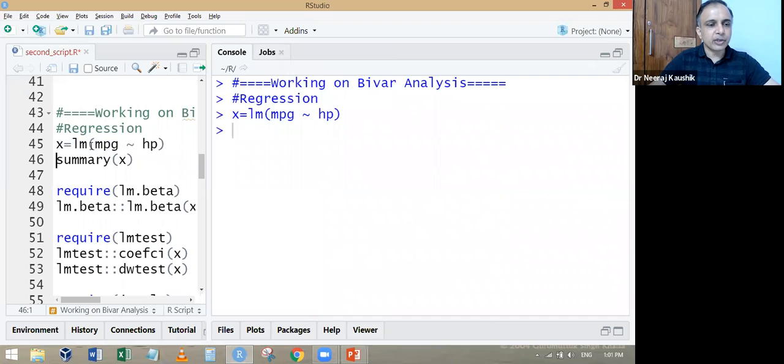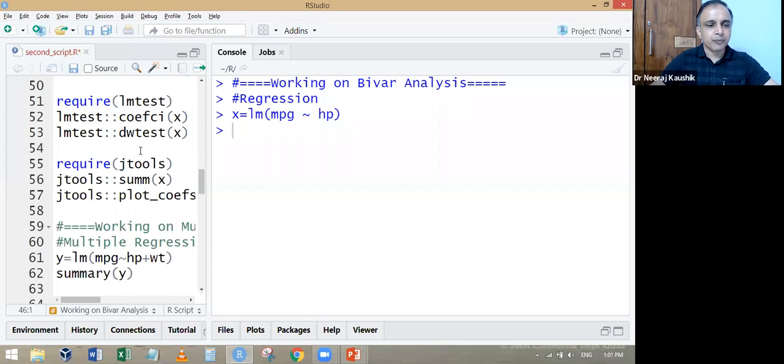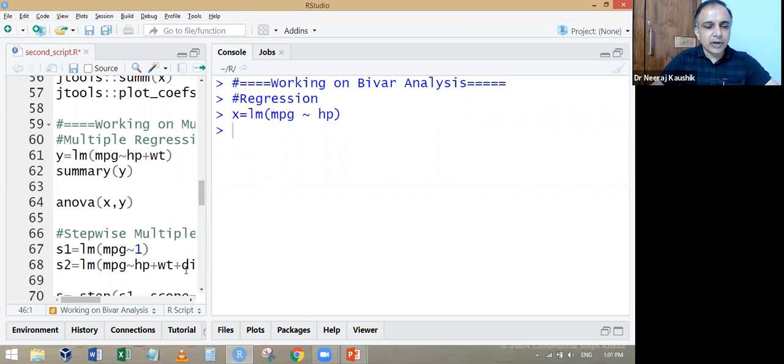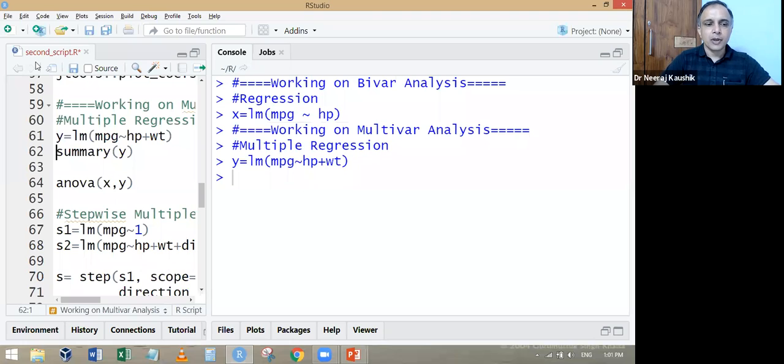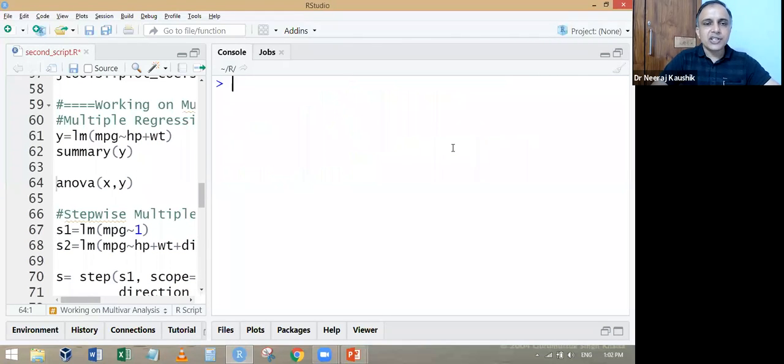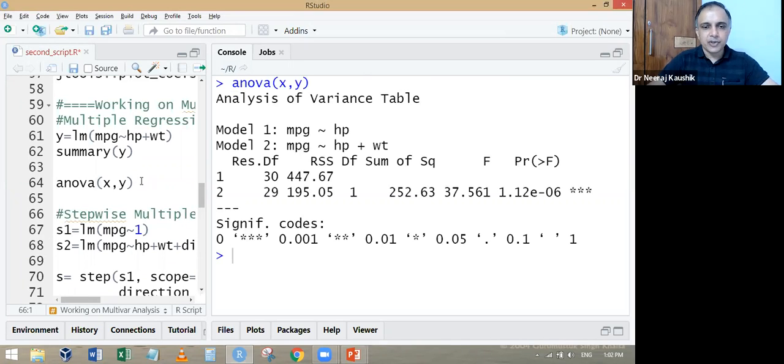The value goes into X. I'm not looking at the summary. What is Y? Y is MPG depends on HP plus weight. This is also done. Now I want to check whether there is an improvement in the model or not. How to check? RStudio will check on the basis of residual. If residuals are going down, then it means your model is improving. So what we will do: ANOVA X Y, check it out.